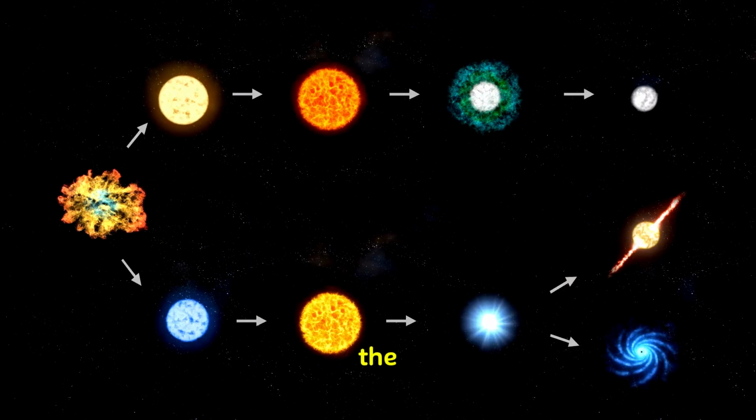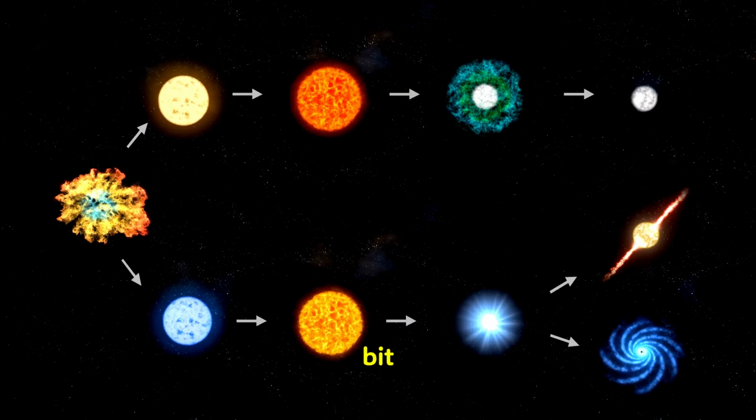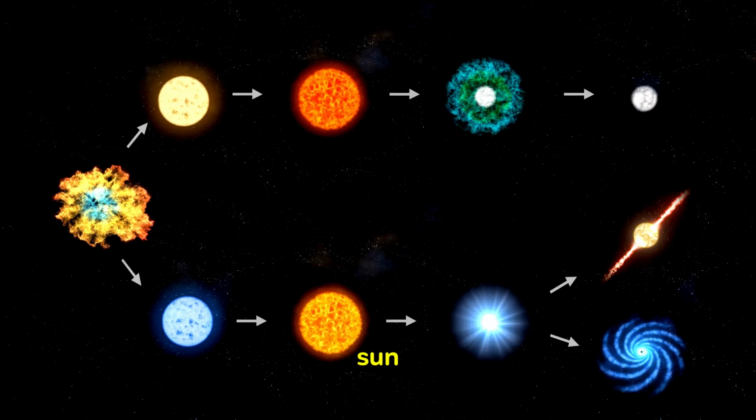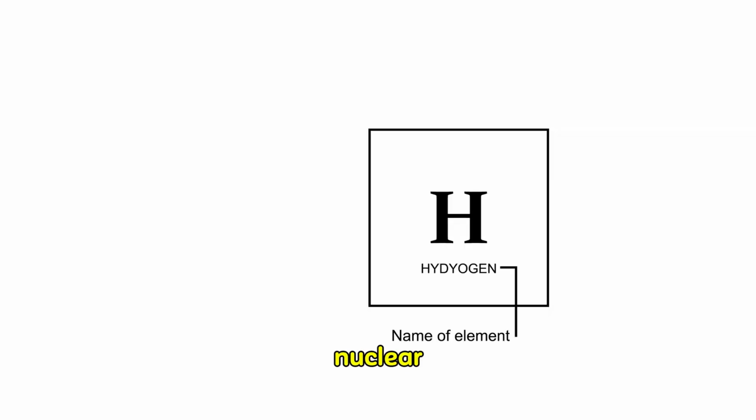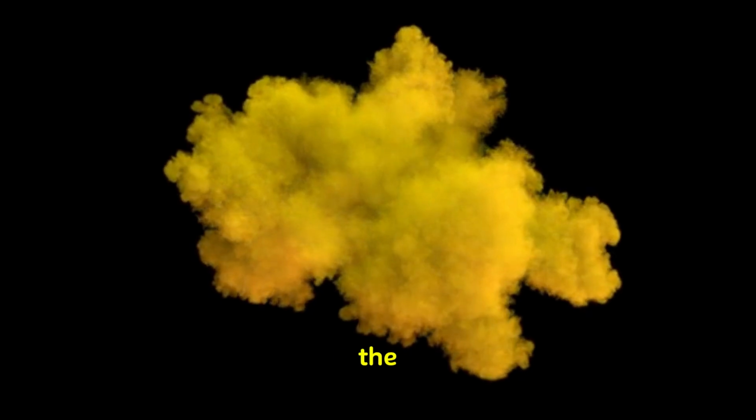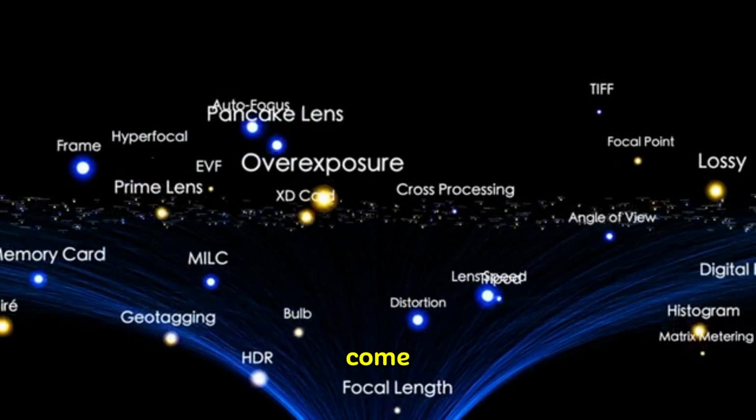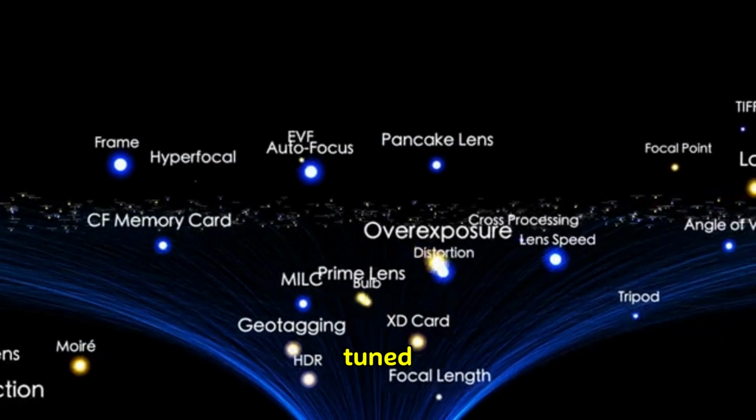If these constants were even slightly different, life as we know it couldn't exist. For example, if the gravitational constant were even a tiny bit bigger or smaller, stars like our sun wouldn't form or they would burn out too quickly for life to evolve. Or if the strong nuclear force were slightly weaker, hydrogen atoms wouldn't form and there wouldn't be enough of the heavier elements for life to get started in the first place. Many scientists have come to the conclusion that the universe was finely tuned for life.